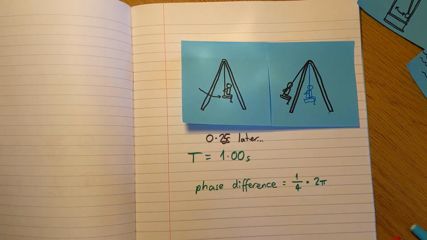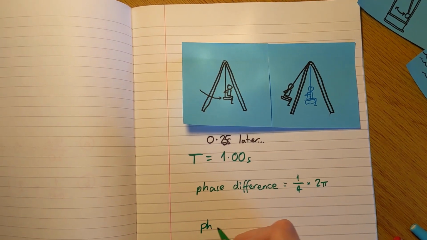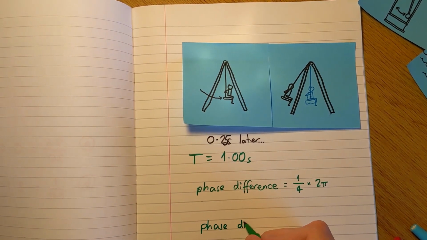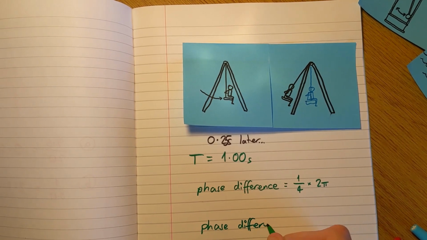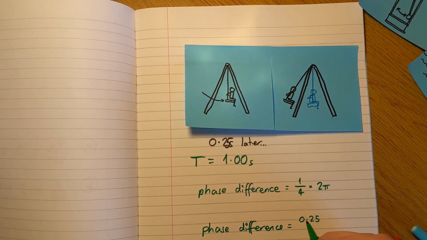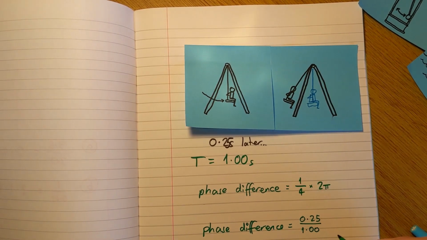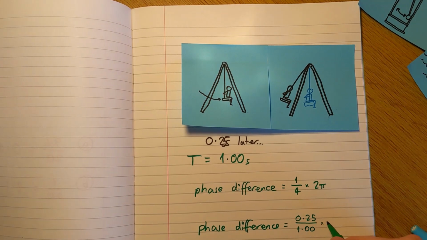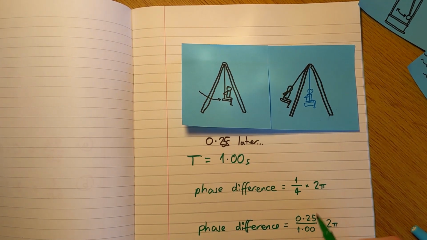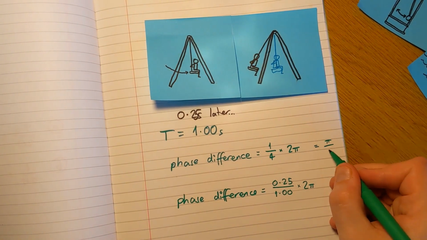So there's actually a more useful way of getting there. So in general, our phase difference is going to be this 0.25 seconds divided by 1 second times that 2 pi. So this here, that's still the same as that quarter there. And it's still going to give us our final answer of pi by 2.